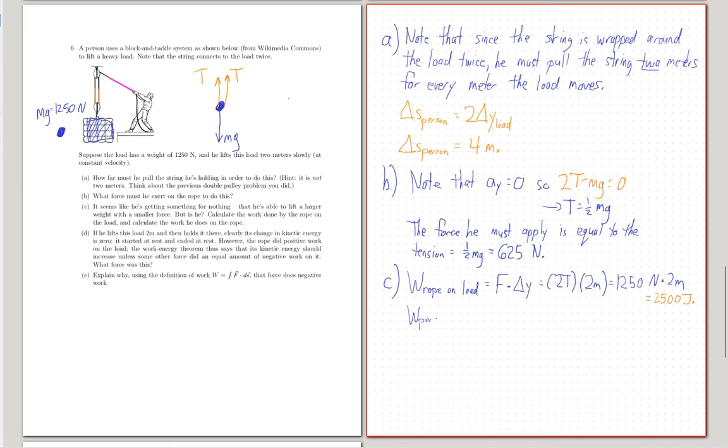The work done by the person on the rope, here this is again force times the displacement, but here it's going to be the tension times 4 meters. You can already see this is going to come out to be the same. 625 newtons times 4 meters, which is also 2,500 joules. So in both cases, even though he's exerting a smaller force, he's got to pull twice as far and thus does the same amount of work.